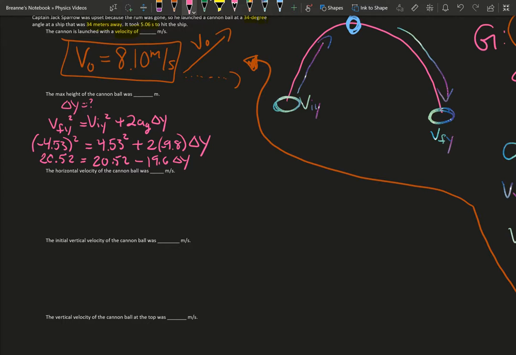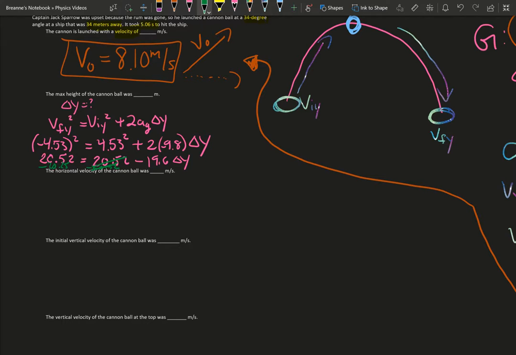Now you can't subtract these two together because of this delta y. So we need to get this 20 over there. It's being added right now, so the opposite of adding is subtracting. So you're going to subtract 20.52 from both sides. That goes away.